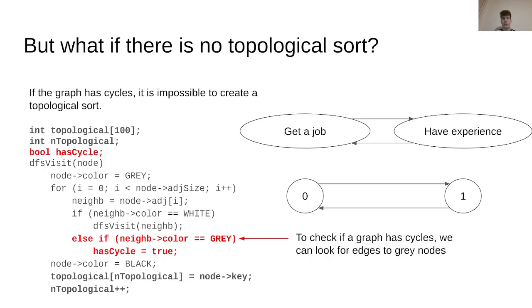Now, in order to check if the graph has a cycle, we need to add an if condition. So here when we visit a node and look at its neighbors, we have to check if the neighbor is gray. So in this case, if we start from this one, we go to have experience, make it gray, but have experience has a gray neighbor. When a node has a gray neighbor, it means that there is a cycle.